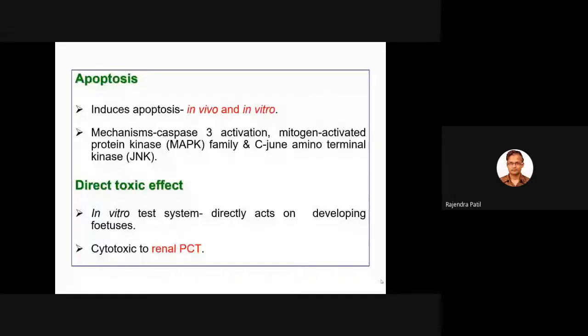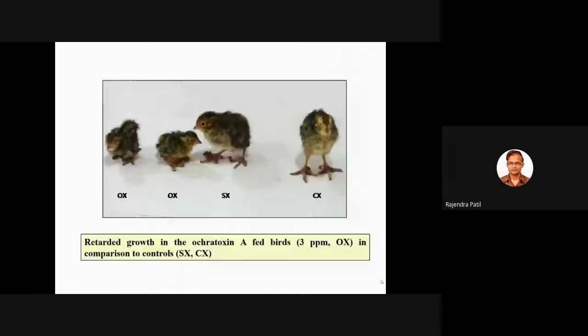Besides, it will exert apoptosis, and in vitro studies suggested that it causes apoptosis by different mechanisms. Even direct toxic action has been studied by people in different in vitro cell lines, and they suggested that the renal cell lines, particularly the PCTs, show a direct cytotoxic action.